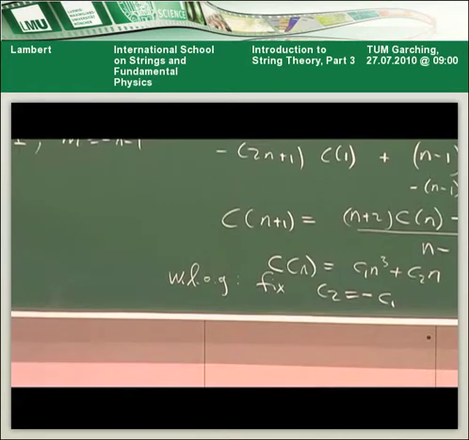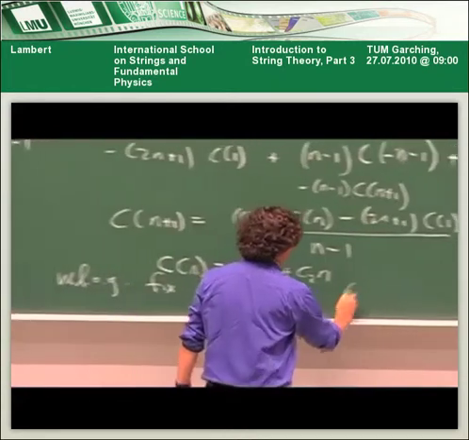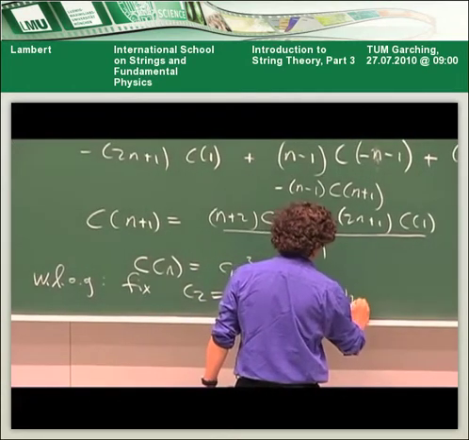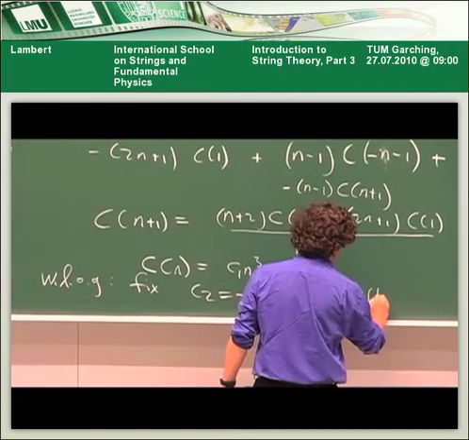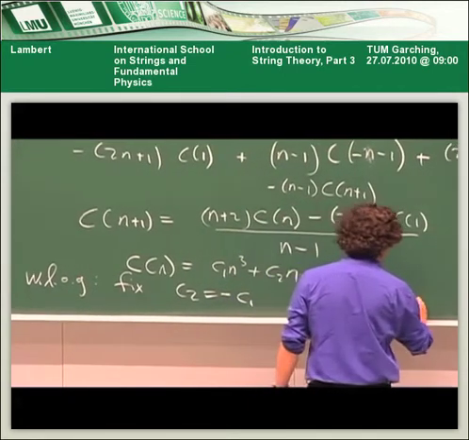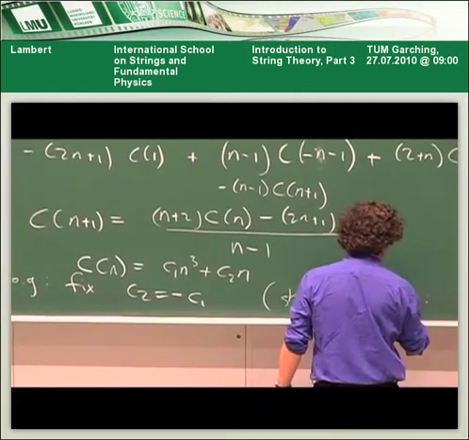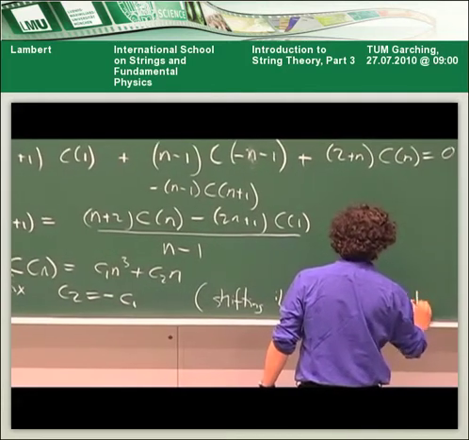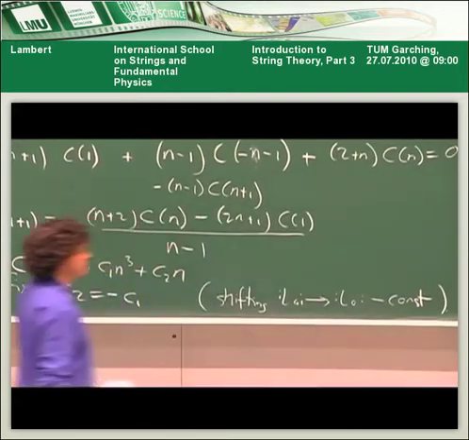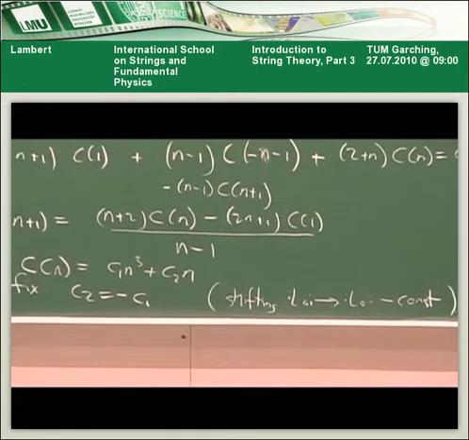So that's from redefining L0 by minus a constant. And since that constant was arbitrary and ambiguous, we're free to do this.